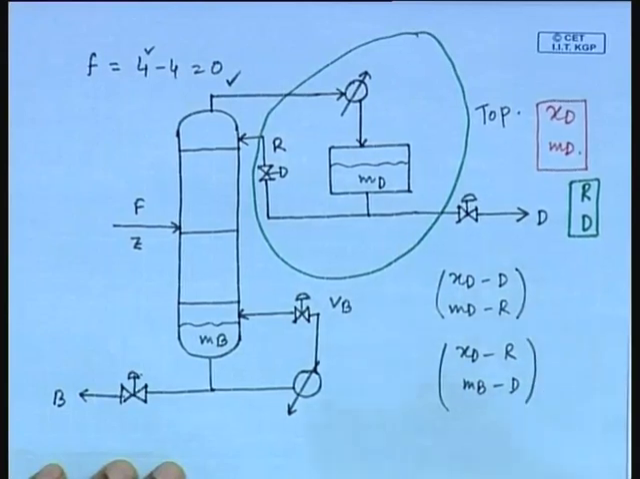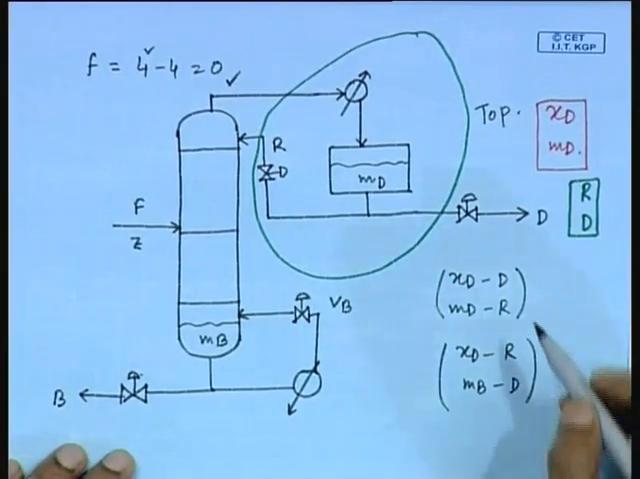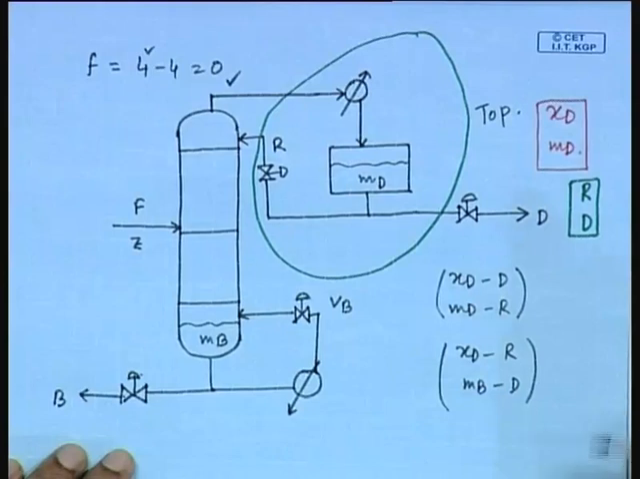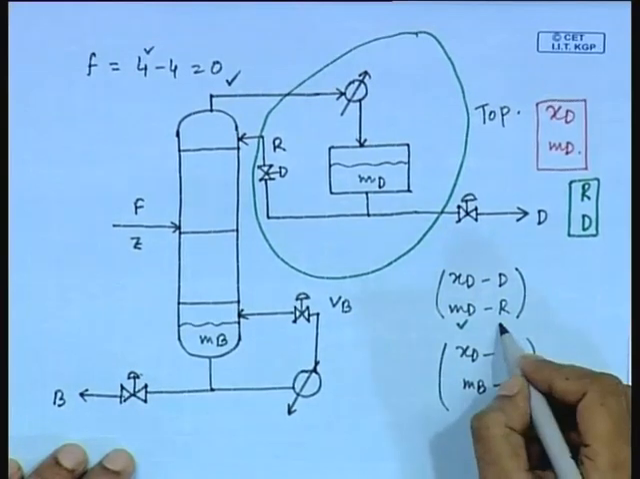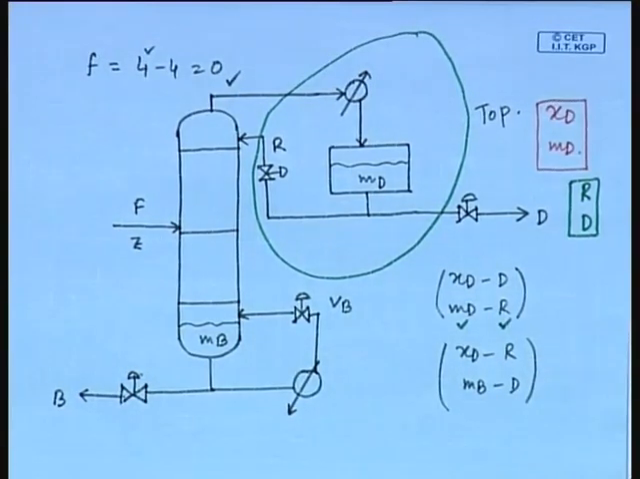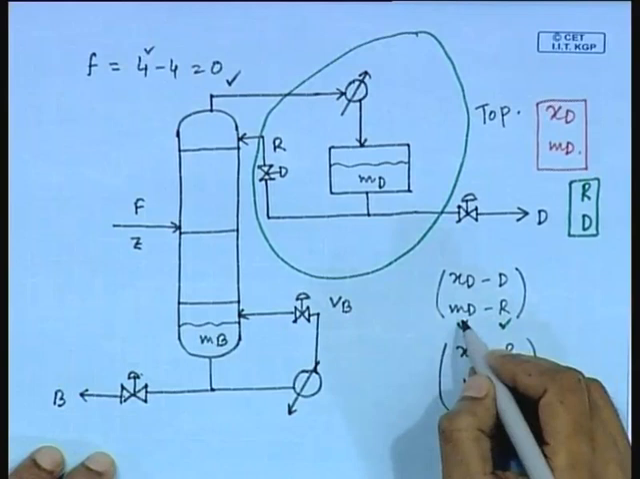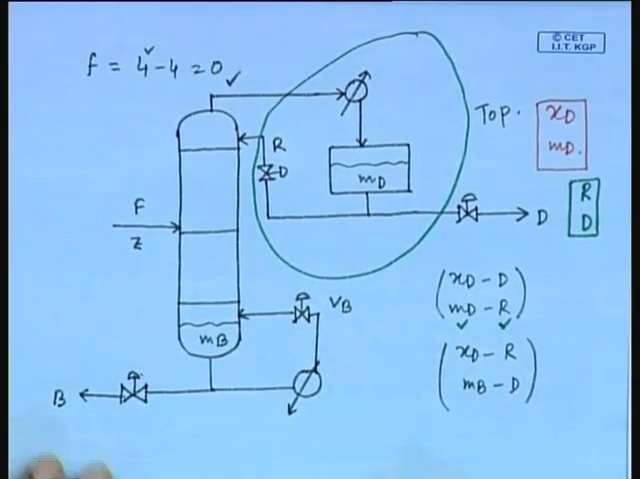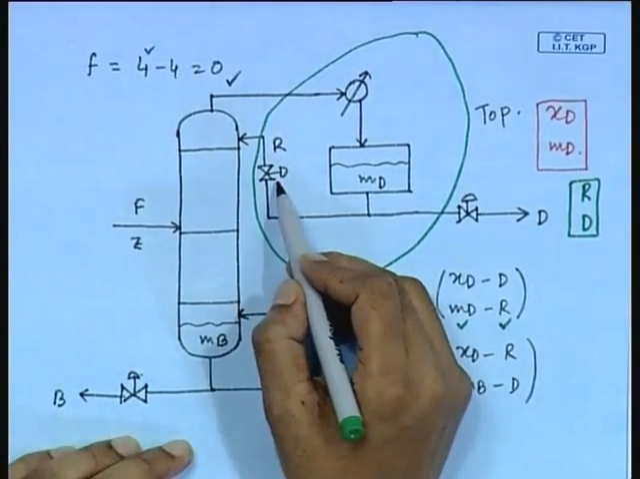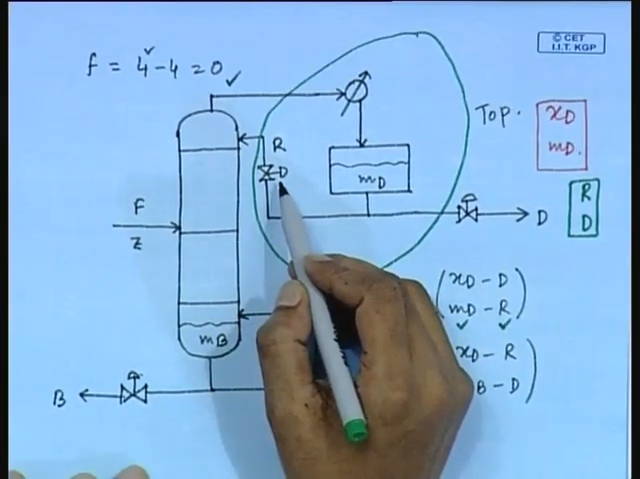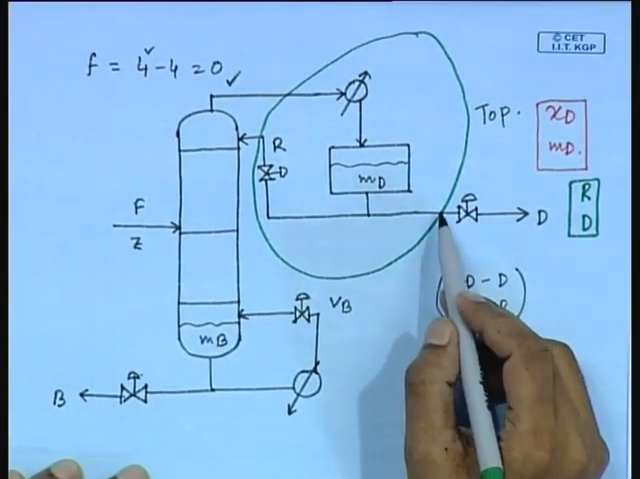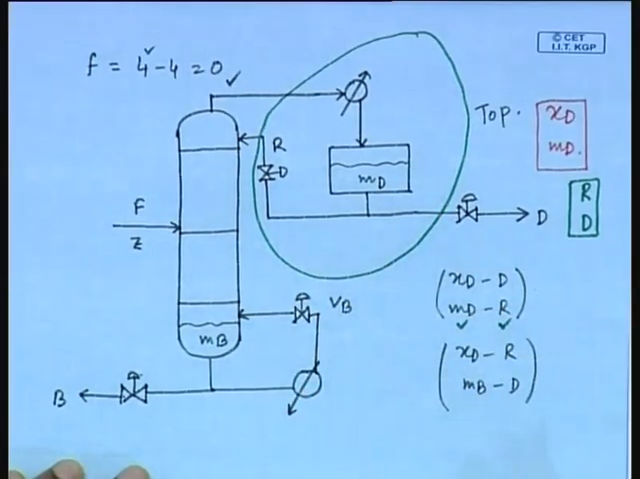So, these are two possible pairs. First, we will consider the first pair. Suppose we want to control MD by the manipulation of R. There is no problem, we can do that. If we consider the control of MD by the manipulation of R, we can easily do that, because this is also outlet flow. So, we can choose any one for controlling the MD.